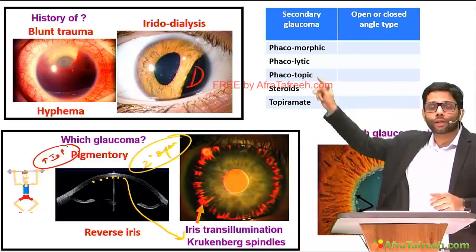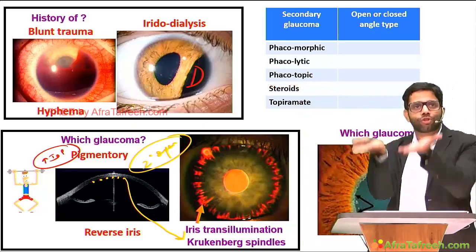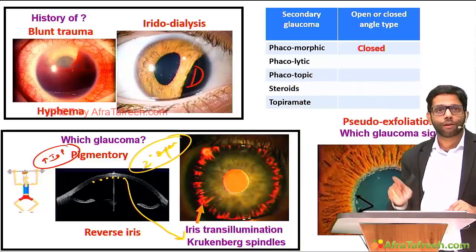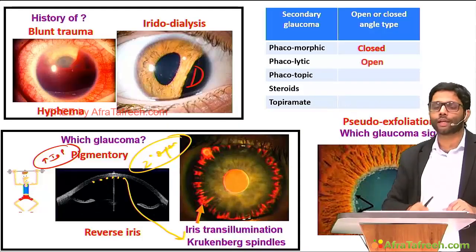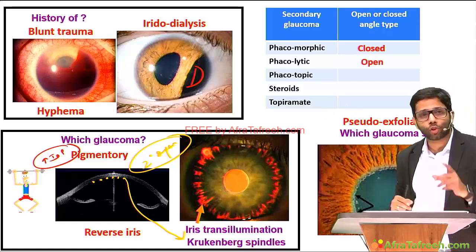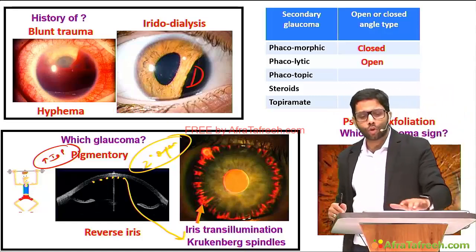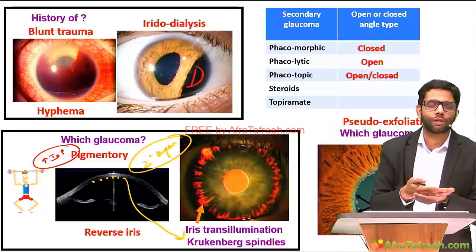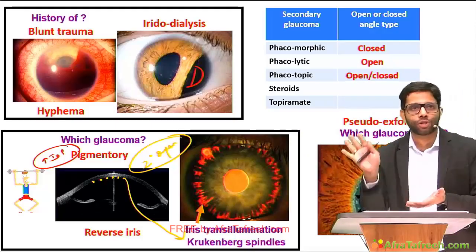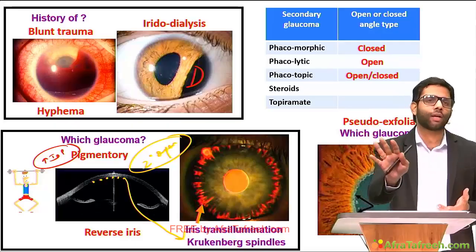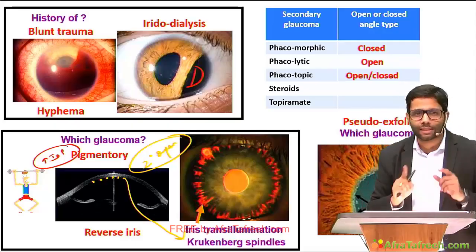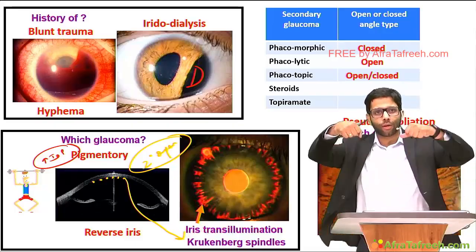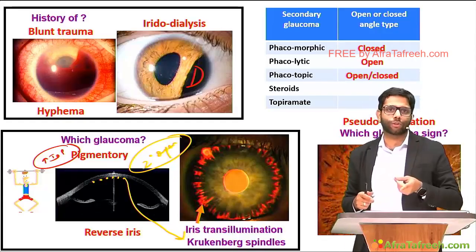But phacomorphic, the lens is swollen, it will push the iris upwards, secondary closed angle glaucoma. Phacolytic glaucoma, as I told you, secondary open angle glaucoma. Phacotopic due to subluxation, can be open, can be closed. If the lens is entirely in the anterior chamber, blocking the meshwork, open. If the lens pushes the iris, if iris is blocking the angle, then only it is closed. That's a very, very important thing. If iris is pushed or pulled and closing the angle, then it is an angle closure.